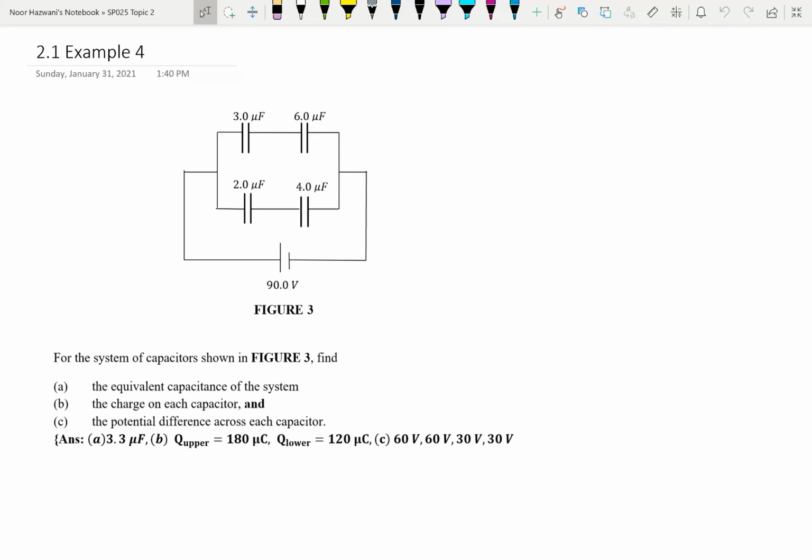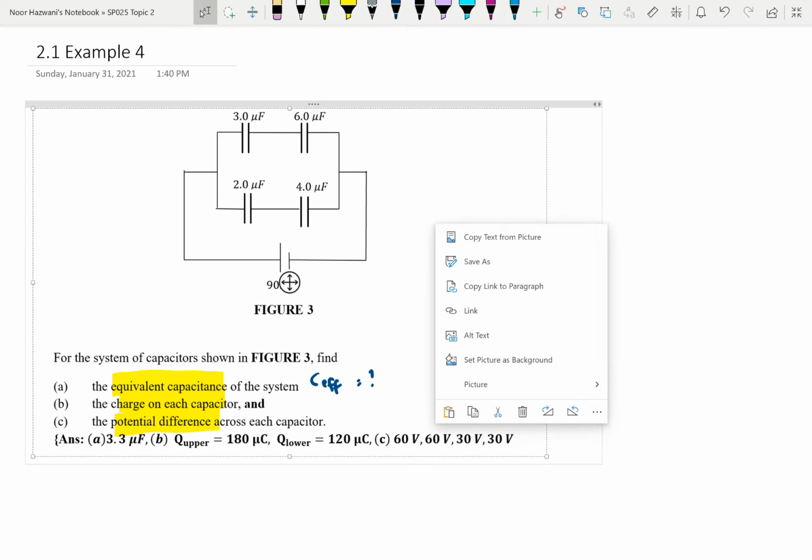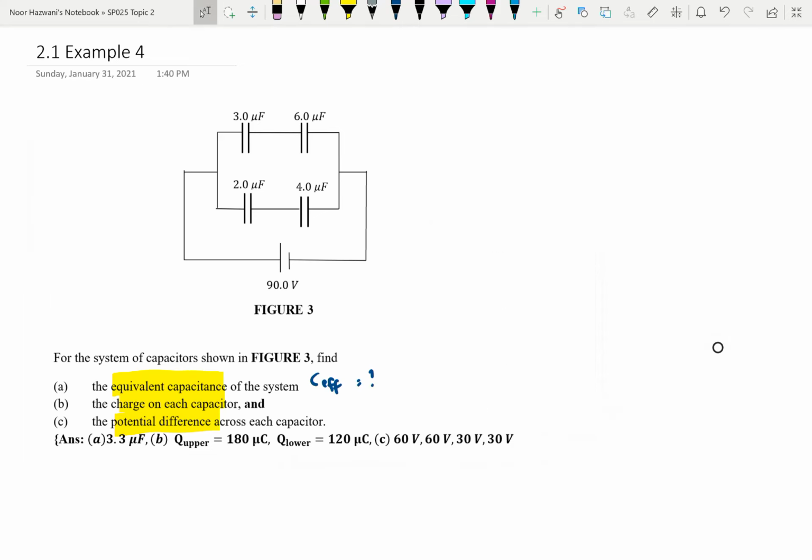Okay. So the question: for the system of capacitors shown in figure 3, find (A) the equivalent capacitance, (B) the charge on each capacitor, and (C) the potential difference across each capacitor. Okay, so the first question is asking for the C effective. Part B is asking for the charge on each capacitor, and the last question is asking for the potential difference across each capacitor.